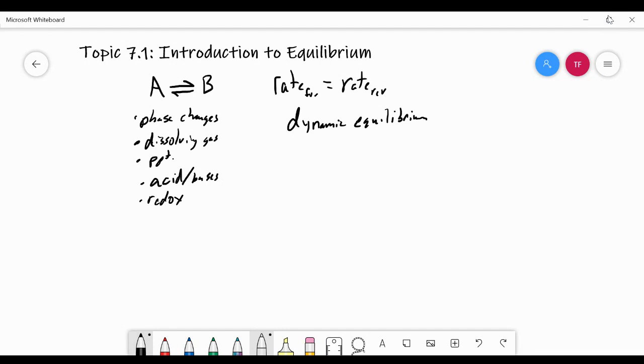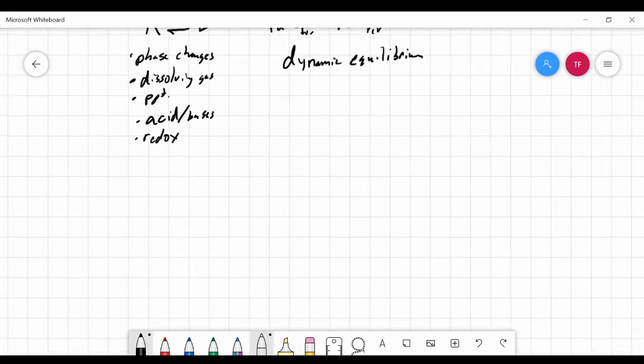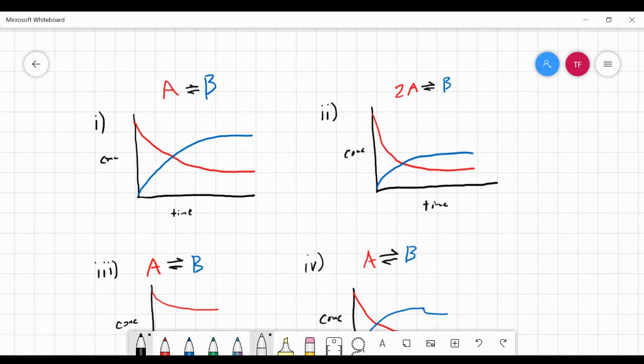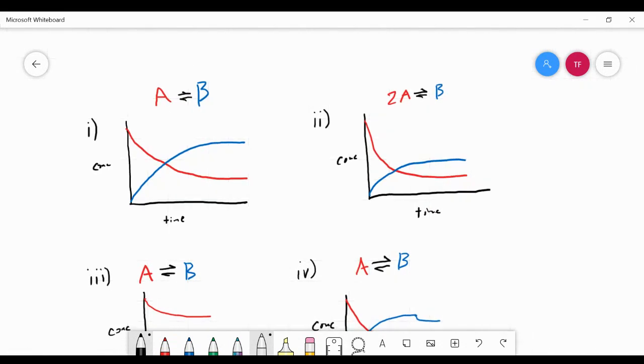Okay, so different processes that set up equilibrium are these. One way that we can represent equilibrium reactions is by graphing the concentrations of the reactants and products. And so I want to give you 4 examples of graphs that show what's going on in an equilibrium. So we'll talk about each one of these, and then that'll be it for today.